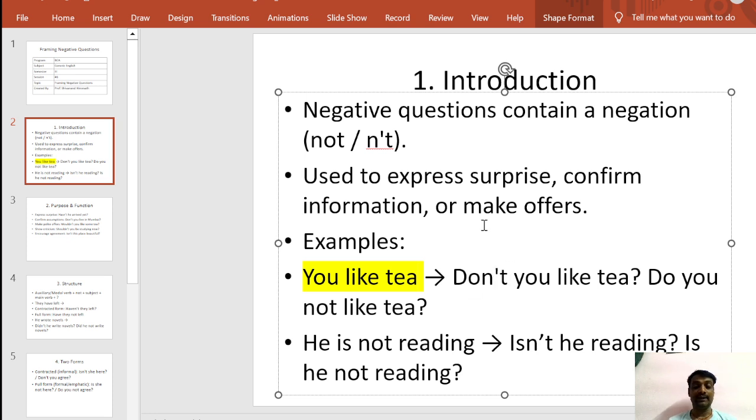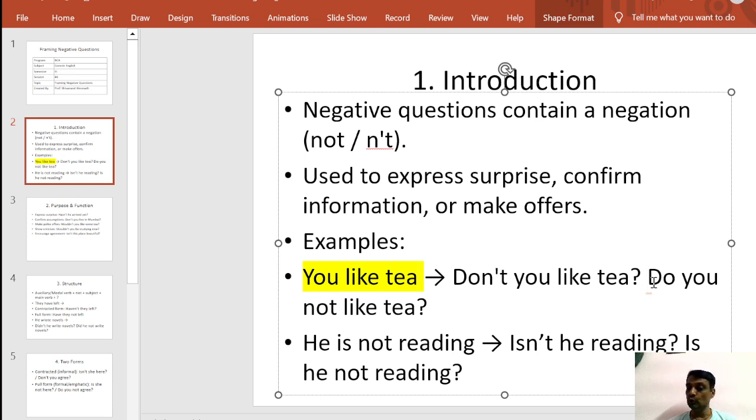As I told you, there must be n't or not. This is called the short form: "Don't you like tea?" Here it is confirming whether you like tea or not. And the next version is the uncontracted version, which is more flexible, a well elaborated version.